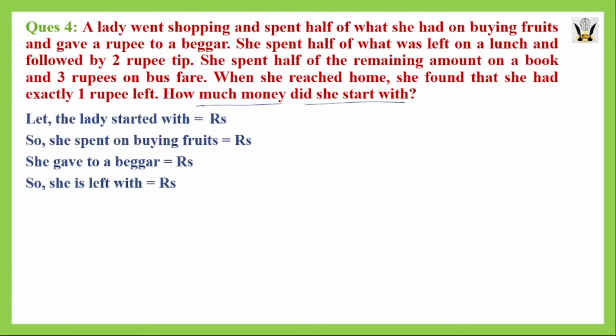So let's assume that the lady started with rupees x. Now as per the problem statement, a lady went shopping and spent half of what she had on buying fruits. So how much money did she spend on buying fruits? Half of what she had initially when she started. So half of x, that means x by 2. And after buying fruits, see what she did? She gave a rupee to a beggar. So how much money did she give to the beggar? It was rupees 1.